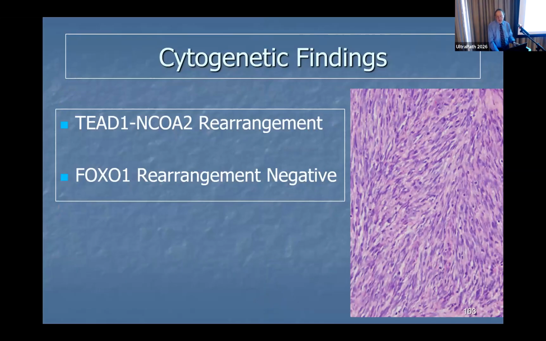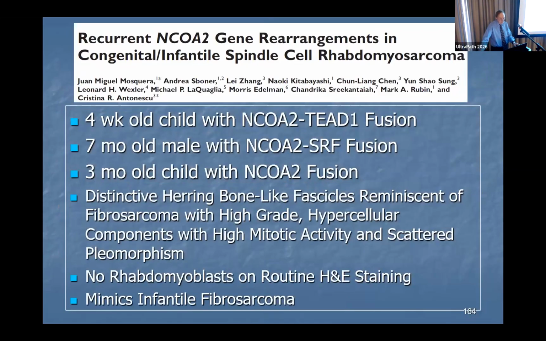We always do a FOXO1 in these just to make sure it's not an unusual type of alveolar rhabdomyosarcoma. Christopher Antonescu a few years back described the NCOA2 translocations that you see in these spindle cell rhabdomyosarcomas and in congenital and infantile forms. They had this very distinctive herringbone appearance like you saw with my case, and they look very much like fibrosarcoma. They tend to be higher grade, hypercellular, and usually have fairly significant mitotic activity. But you typically see no rhabdomyoblasts at all on routine H&E, and they very closely mimic fibrosarcoma.